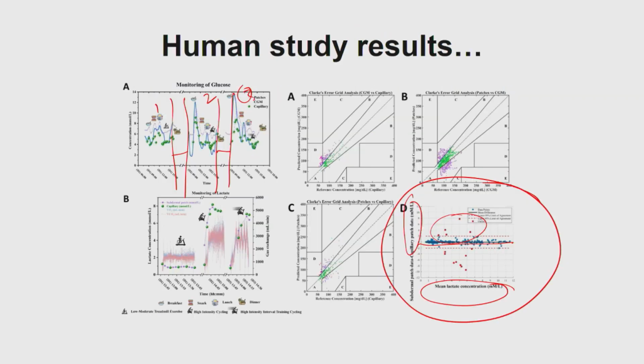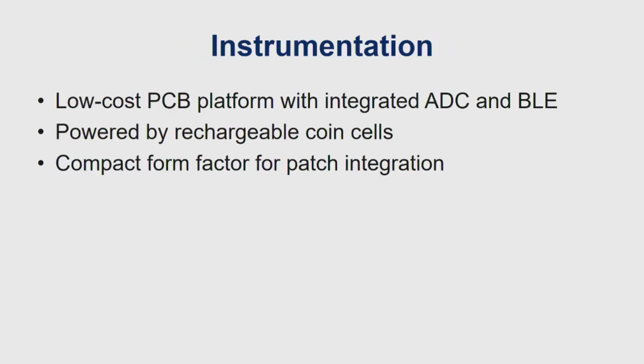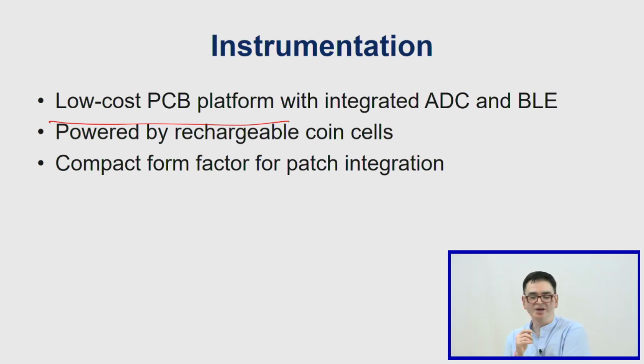Okay, so in terms of instrumentation, it's very important to have low cost PCB platforms, right? If you had a potentiostat that cost 5,000 pounds to build, do you think you can sell it to a farmer? He wouldn't want to buy it, right? He would say, I would want something which is much more low cost. So you need low cost PCB platforms with integrated ADCs and BLEs, and they need to be powered by rechargeable coin cells, or if possible integrated biofuel cells.